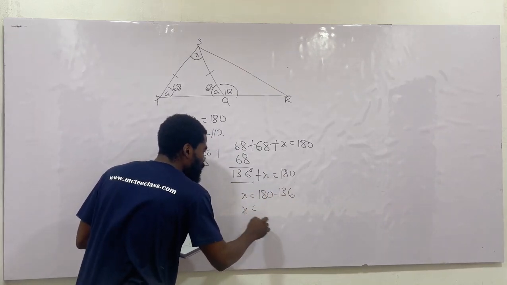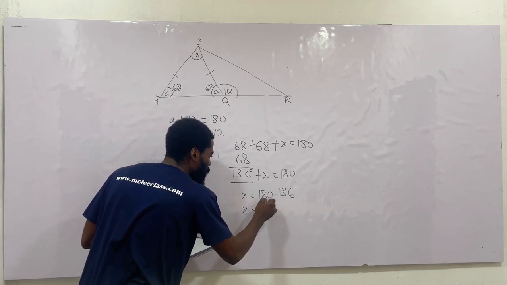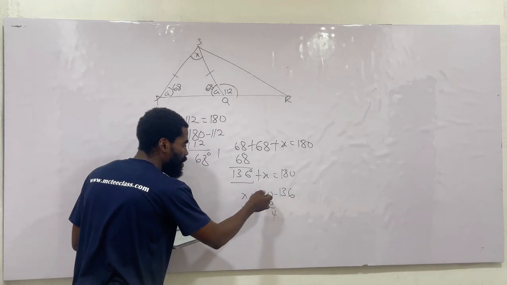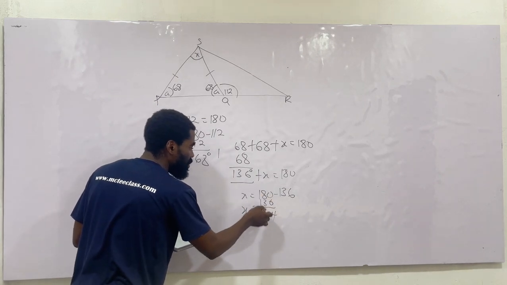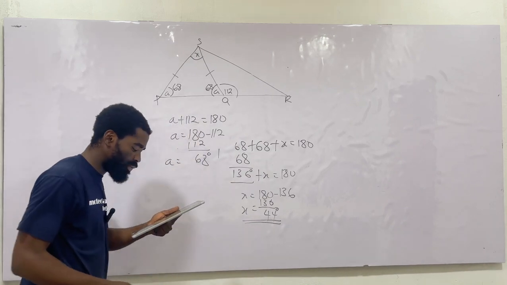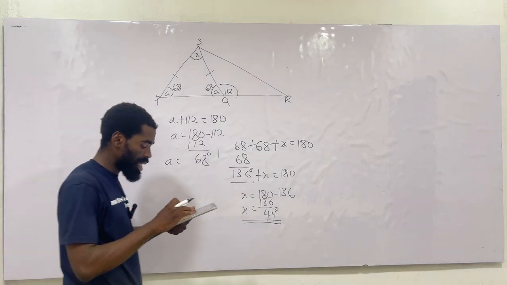So x, when I subtract, let me put it here. That will give me 4, because I borrowed 1, so that's 10. Subtract, I'm left with 7. Subtract 3 from 7, you get what? You get 44. That means my x is what? Is 44 degrees. And the answer is B.